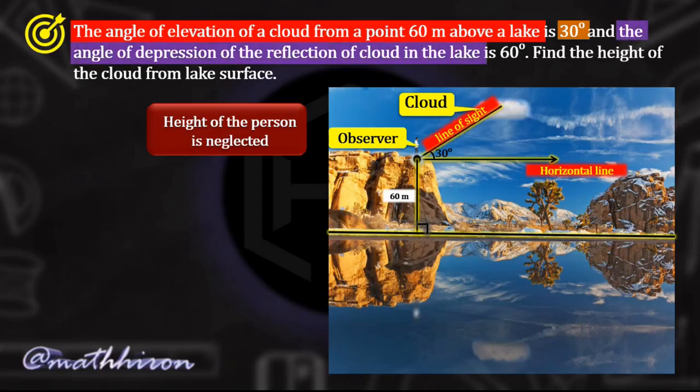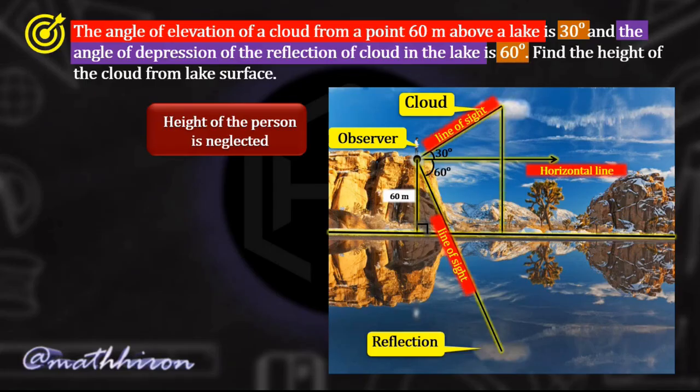Next, the angle of depression of the reflection of the cloud in the lake. So which one is the reflection? This one. In the lake, the reflection is this. The observer is watching the reflection also at an angle 60 degree, angle of depression 60 degree. So this angle is 60 degree. Now draw this perpendicular line from the cloud to the lake surface.